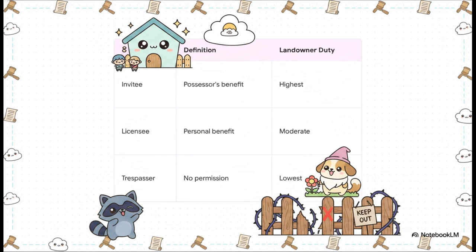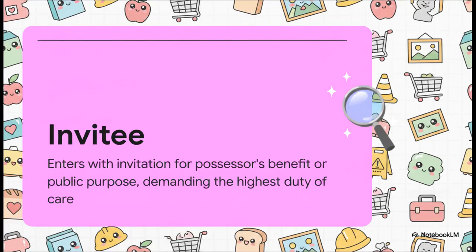Let's unpack these. So an invitee is someone like a customer shopping at a grocery store or maybe a visitor at a public museum. For this class of entrants, you've got to remember that a simple warning is often not going to cut it. Landowners actually owe an affirmative duty here to actively inspect their property, discover any hidden dangers, and fix them to make the premises safe.